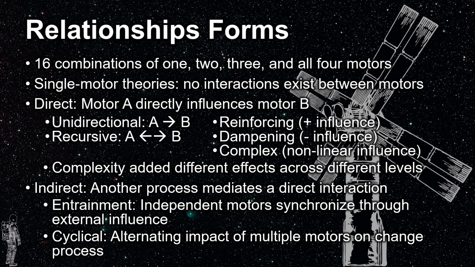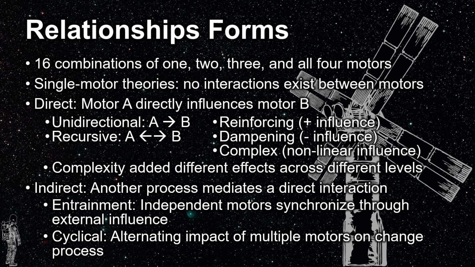If one motor directly influences another motor, that's called a direct relationship. Direct relationships are unidirectional, where motor A affects motor B, and if motor B also affects motor A, that's called a recursive relationship. Both unidirectional or recursive relationships are direct relationships. Direct relationships can be reinforcing, where there's a positive influence of one motor on the others, or dampening if the influence is negative, or complex if the influence is nonlinear.